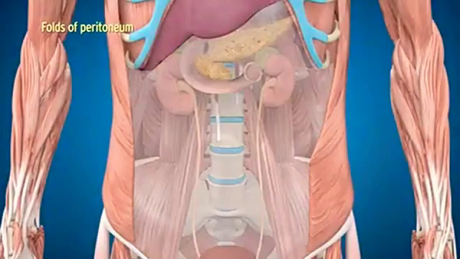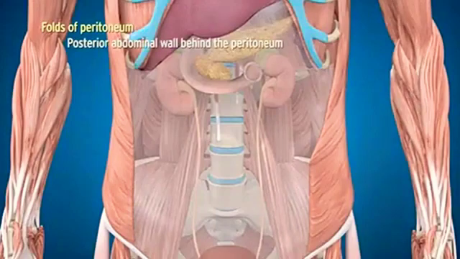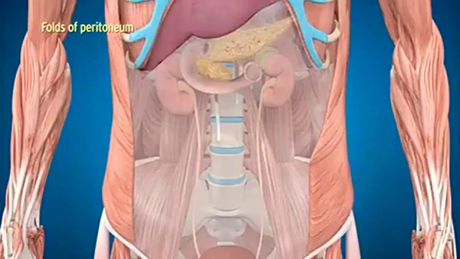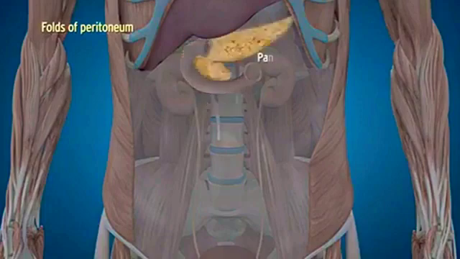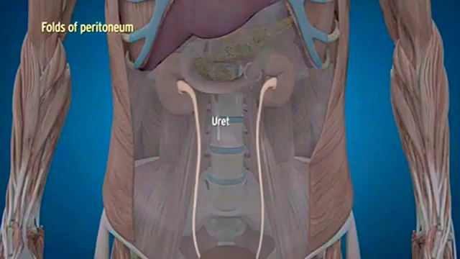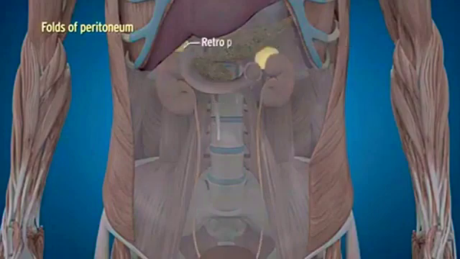Some are present in relation to the posterior abdominal wall behind the peritoneum. They are called as retroperitoneal organs. Duodenum, pancreas, kidneys, ureters, and suprarenal glands are retroperitoneal.